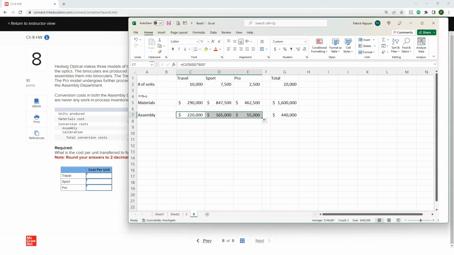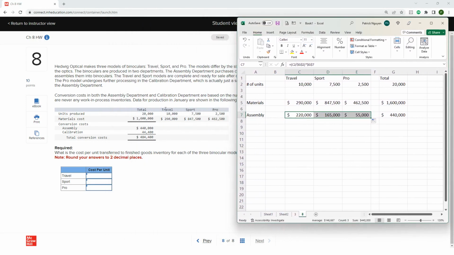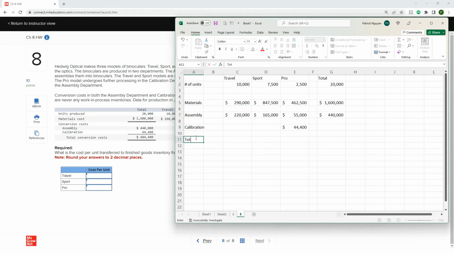Now we have to deal with our calibration cost. So this one is a little bit tricky because for calibration, the fact pattern tells us that only the pro model goes to the calibration department. So if it's only the pro model that goes there, then that's also the only line that's going to be allocated the calibration costs. So the 44,400 is going to go under pro. And now we can calculate our total product cost.